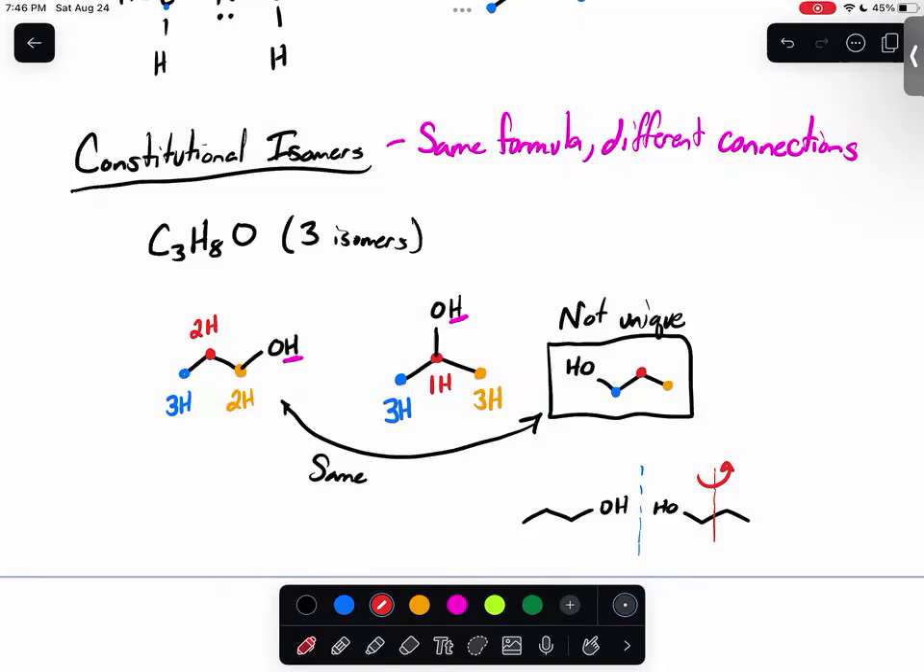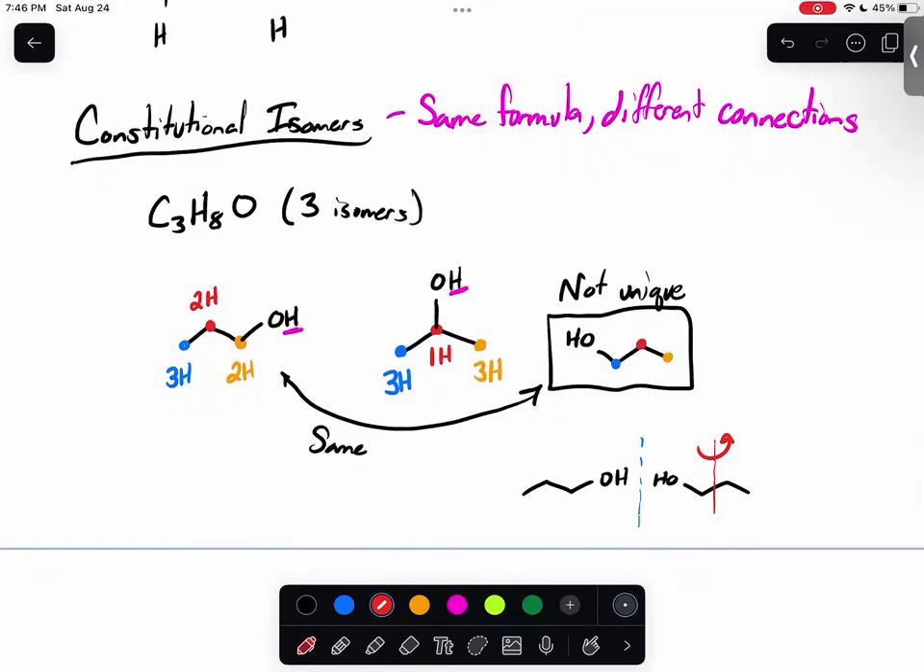It ends up being the exact same as the one on the left. So whenever we're looking at constitutional isomers, you have to start recognizing things that are the same versus things that are different. The one in the middle is clearly different, because unlike the other two that are connected to carbons that only have two hydrogens, it is very unique. It is connected to the carbon in the middle, and is only connected to the carbon with one hydrogen.